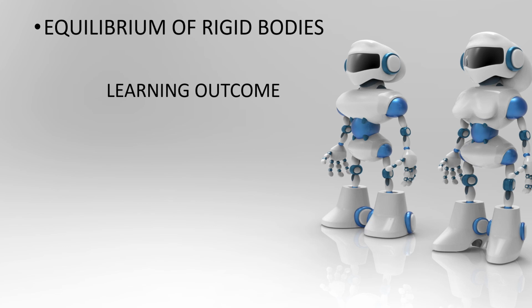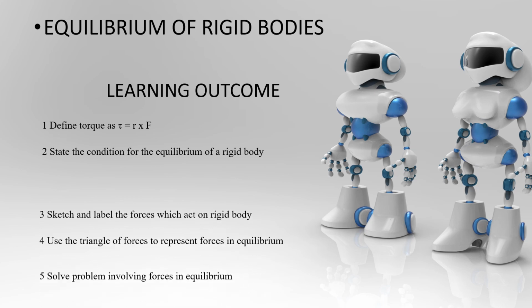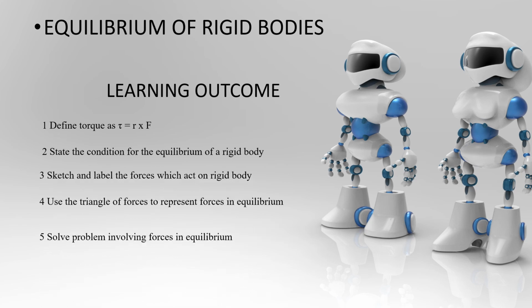Today's lesson is part 2 of statics, where we're going to look at equilibrium of rigid bodies. The learning outcome for today's lesson is to define torque and to state the condition for the equilibrium of a rigid body, and then we're going to learn how to sketch and label the forces and solve problems involving forces in equilibrium. Now, in physics, a rigid body, also known as a rigid object, is a solid body in which deformation is zero or so small that it can be neglected.